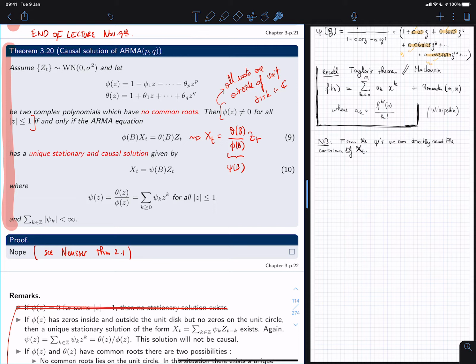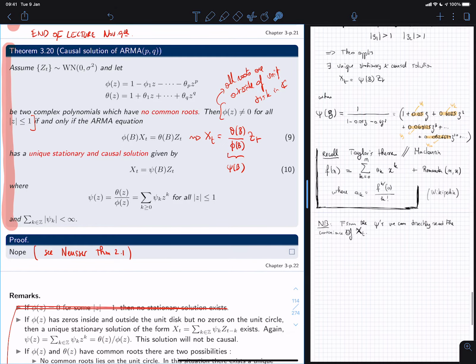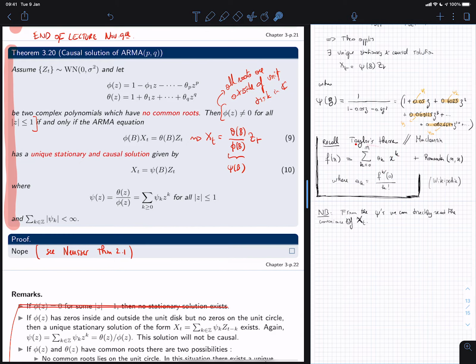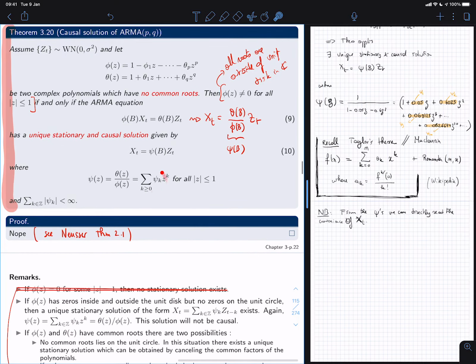But the idea is you just try and see. The secret of the proof lies in the way you do this expansion here, and depending on the properties of this expansion, we will have nice behavior, and the properties of this expansion depend only on the roots of the denominator here.